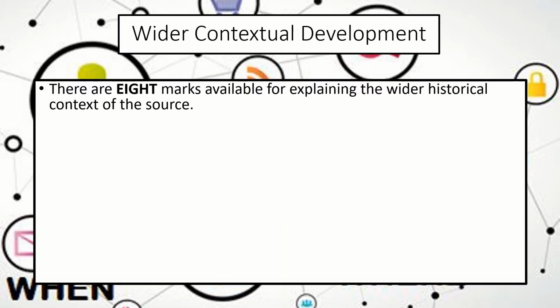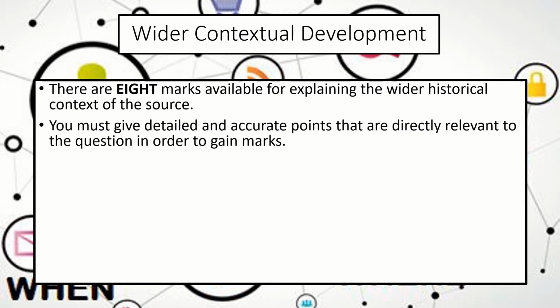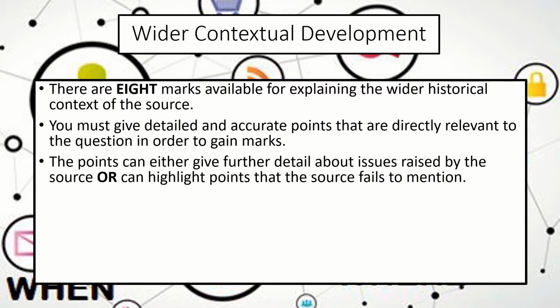Wider contextual development, as we said, 8 marks here. Detailed, accurate and relevant points. So relevant, accurate and detailed, or RAD, as I sometimes like to say. They can give further detail about issues raised in the question, in the source, or highlight points the source fails to mention. So it can be that they said, many airmen died during the campaign to attack Germany, but you might know the specific number, and if you do know the specific number and you mention it, then you get a mark for that.